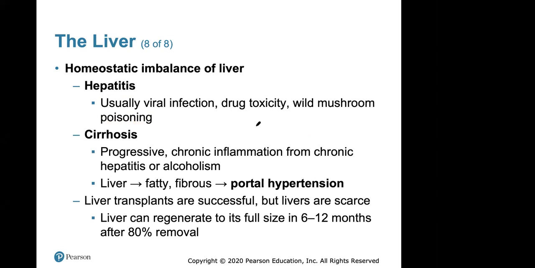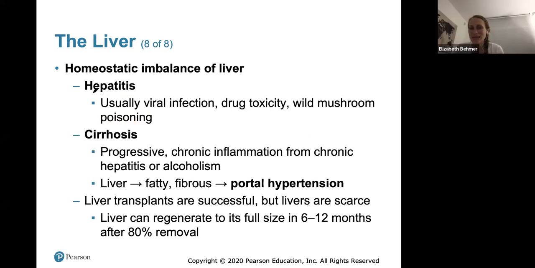Some imbalances of the liver. Hepatitis is an inflammation of the liver, usually due to a viral infection. Drug toxicity, if you eat the wrong kind of mushrooms. Cirrhosis is a chronic inflammation of the liver from chronic hepatitis or even alcoholism. And cirrhosis can usually lead to permanent liver damage. Liver transplants can be successful, but livers are extremely scarce. What's cool about the liver is it can regenerate to its full size in about 6 to 12 months.